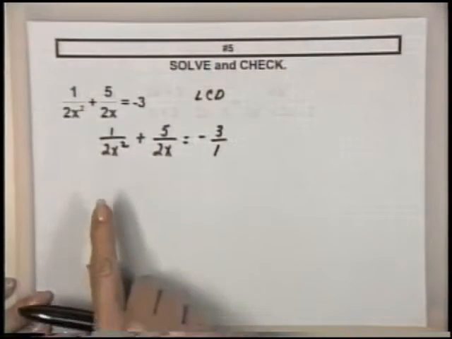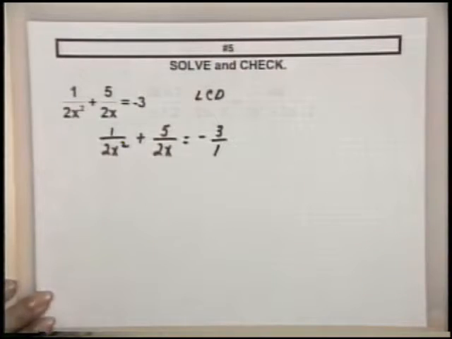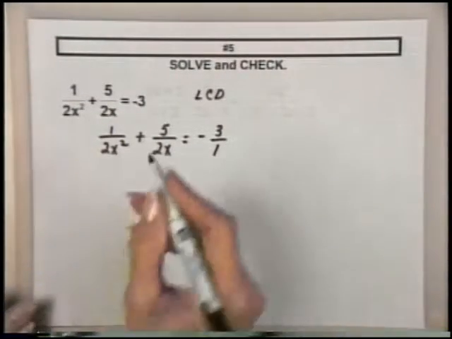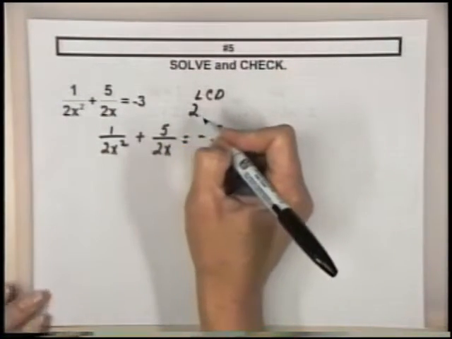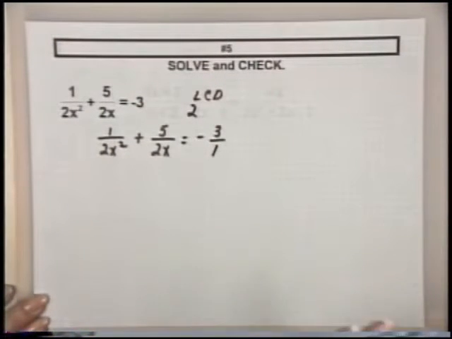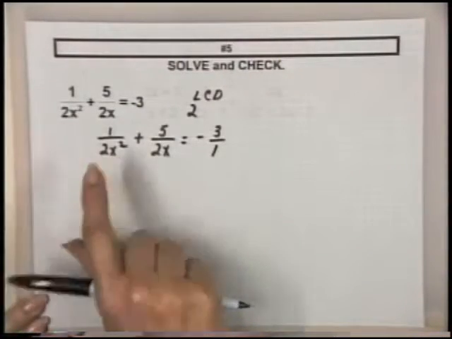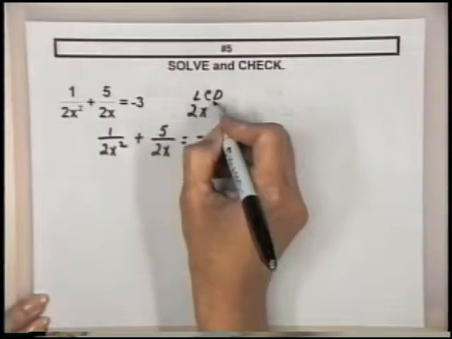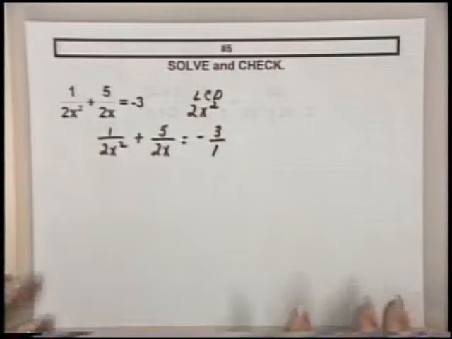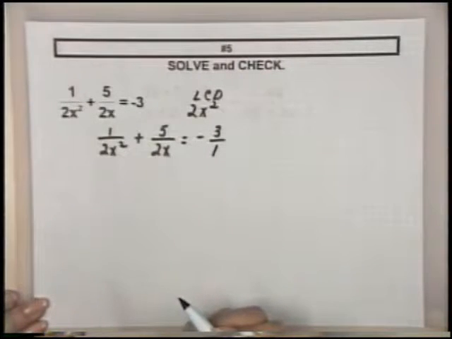When I find my LCD, I look at my numerical factors 2, 2, and 1. 2 is the smallest number that 2 and 1 will go into evenly, so I will use 2 for my numerical factor in my LCD. My only variable factor is x. Since x is used to the second power in this denominator, I will have to use x raised to the second power in my LCD. So my LCD is 2x squared.